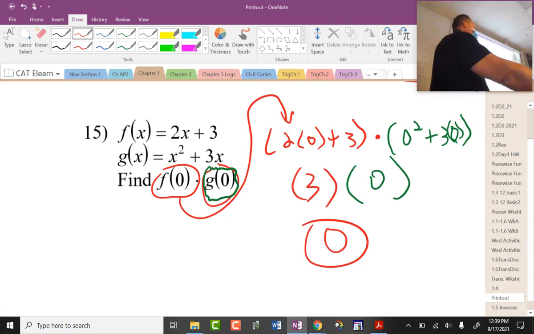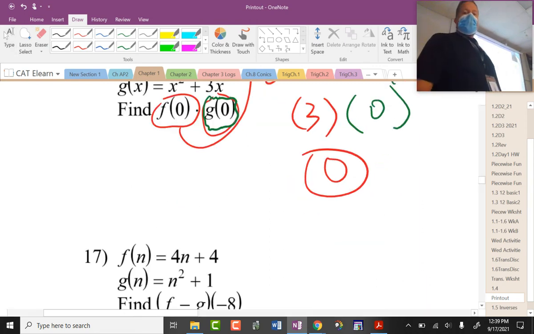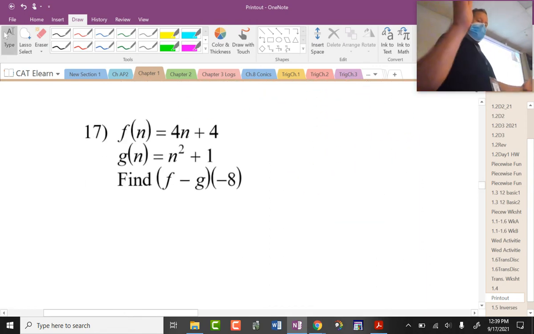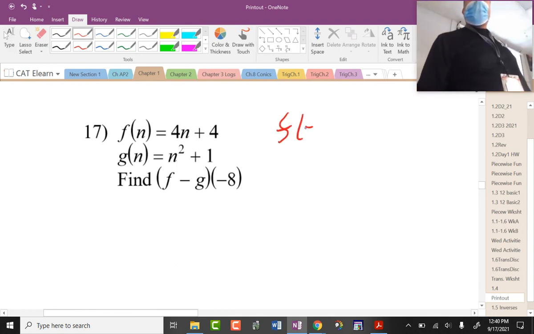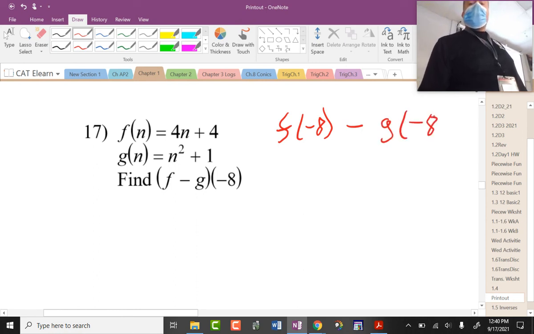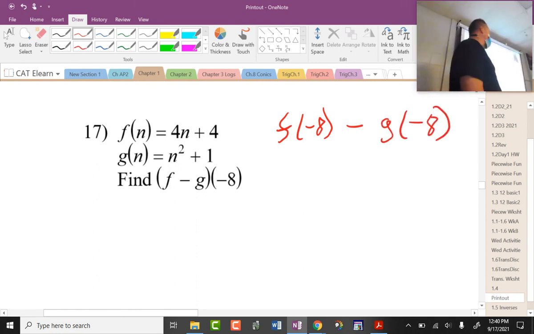So with numbers, something completely different can happen. Fine. This means f of negative 8. I should bother with the calculator just to make sure you're focused and listening. And then this says g of negative 8. Find those two and subtract them. That's what that notation means.